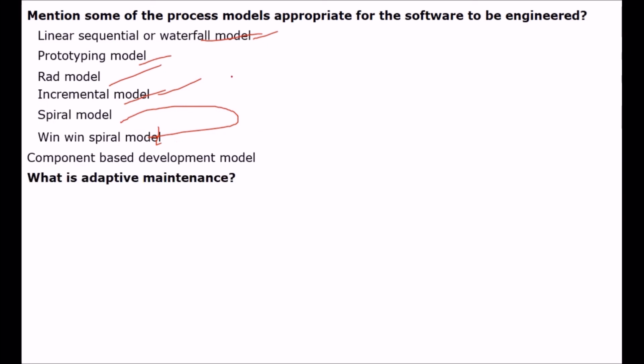Mention some of the process models appropriate for the software to be engineered. You have the linear sequential or waterfall model, the most famous model. Prototyping model is there. RAD, rapid application development model is there. Incremental model, spiral model. In the spiral model, we have the win-win model also. Component-based development model is also there. Agile model is there.